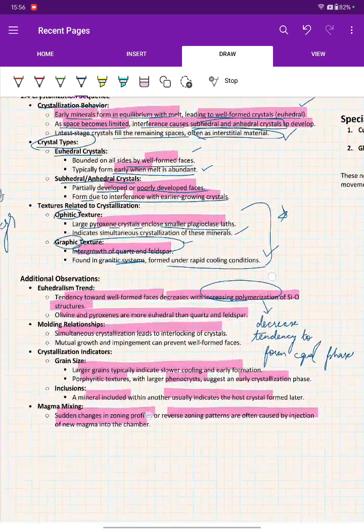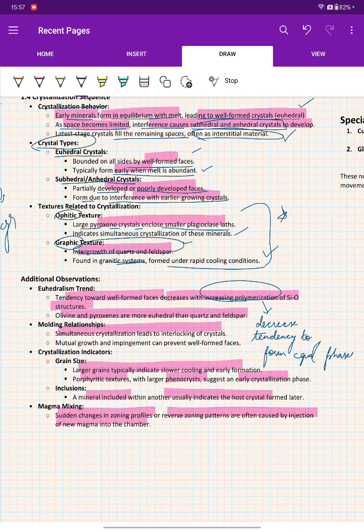Now we have additional observations. The euhedralism trend: the tendency towards well-formed crystals decreases with increasing polymerization of the SiO structure. So it's a decreasing tendency to form euhedral phases. Olivine and pyroxene are more euhedral than quartz and feldspar. Molding relationships: simultaneous crystallization leads to the interlocking of crystals. Mutual growth and impingement can prevent well-formed phases.